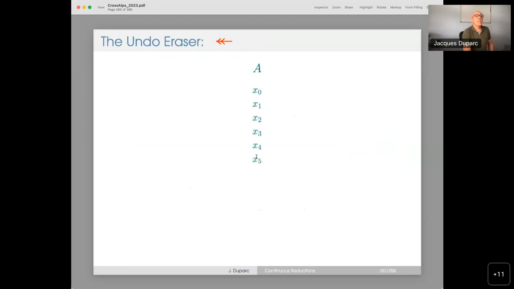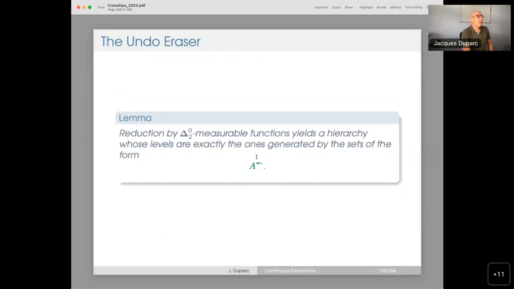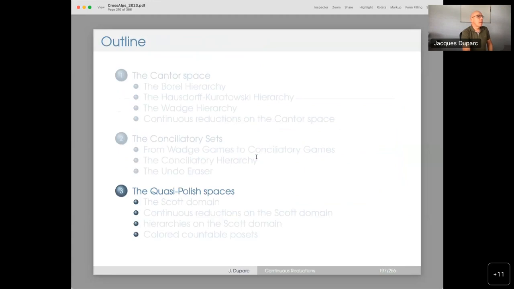Okay, I'll skip this. Okay, quasi-Polish spaces.